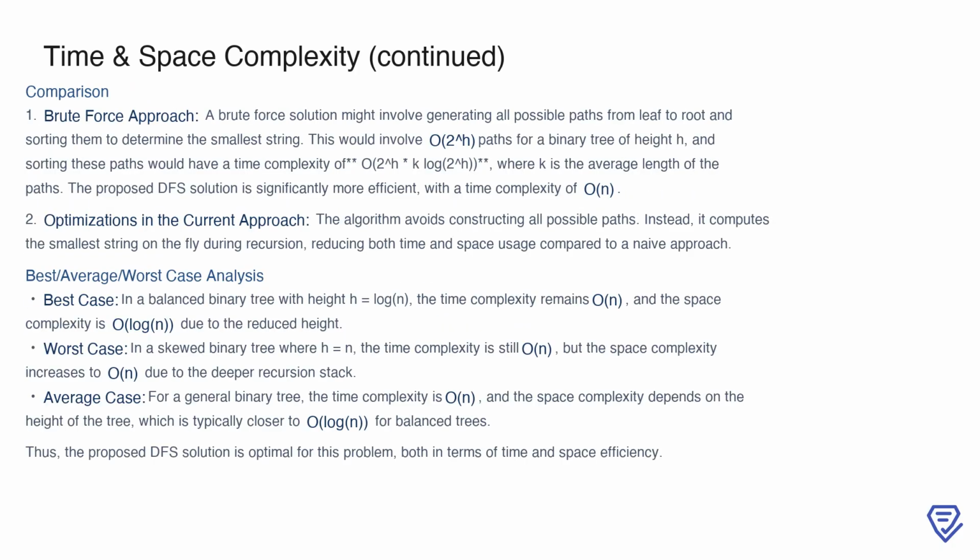Let's compare this approach to a brute force method. In a naive solution, we might generate all possible paths from leaf to root and then sort them to find the smallest string.